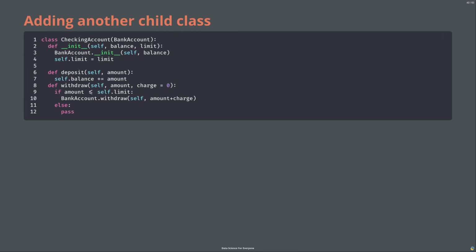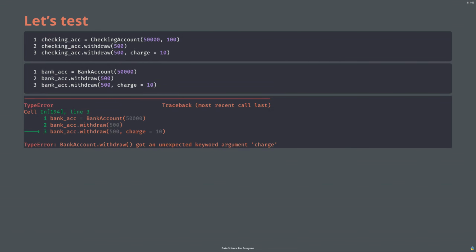So instead of rewriting the entire withdraw method from scratch, we build on the parent version and just add our custom logic to it. When we call the withdraw method on the checking account object, it uses the new customized version we defined. But if we call withdraw on the regular bank account, it uses the original version from the parent class. Even though the method name is the same, the version that runs depends on the type of object we are calling it on. This is the core idea of polymorphism.